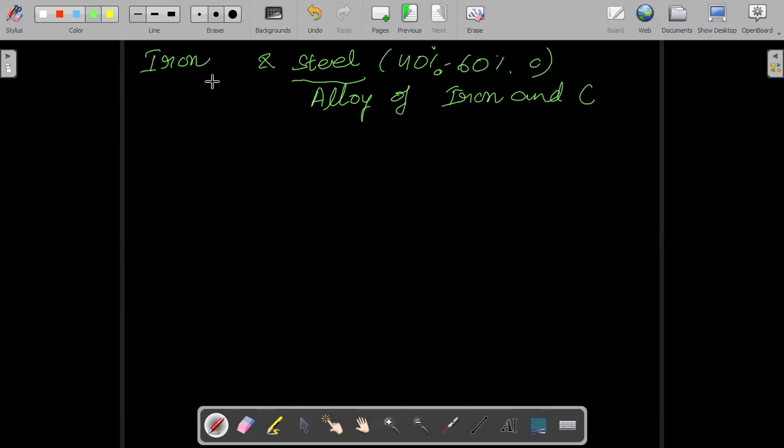Got it? And iron, it is a pure metal. So why do we prefer to use steel? First of all, steel doesn't rust, whereas iron rusts. There are other good properties of steel, like it is stronger than iron. So that is why steel is manufactured and iron is converted to steel.